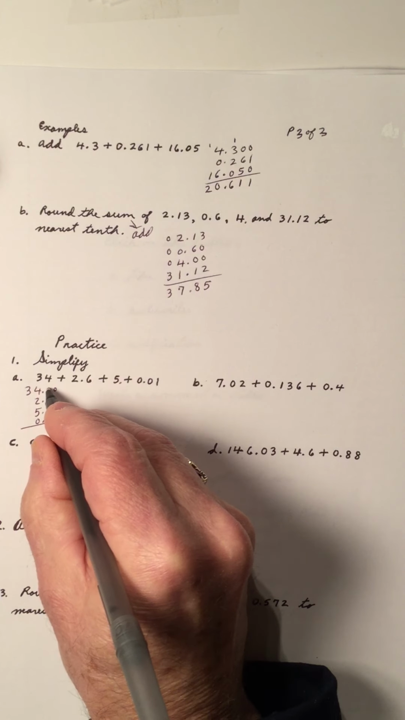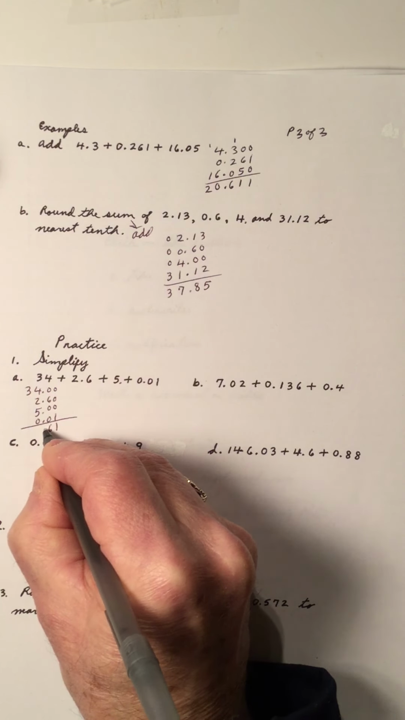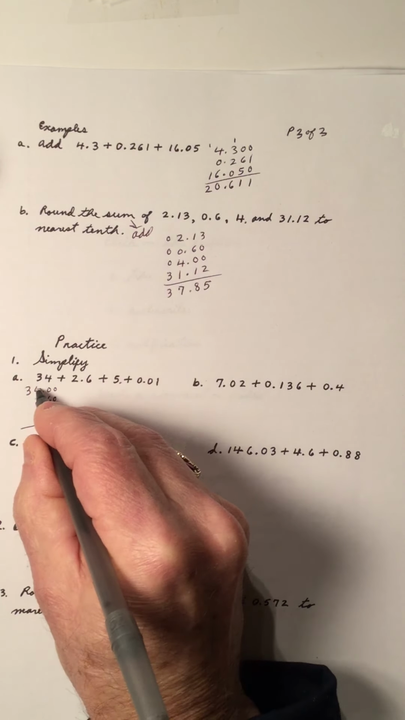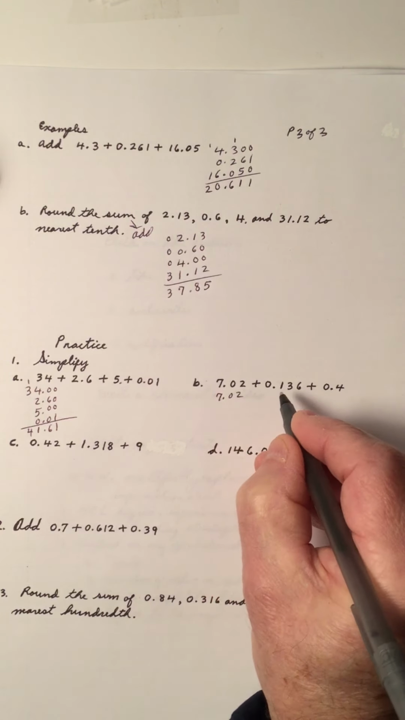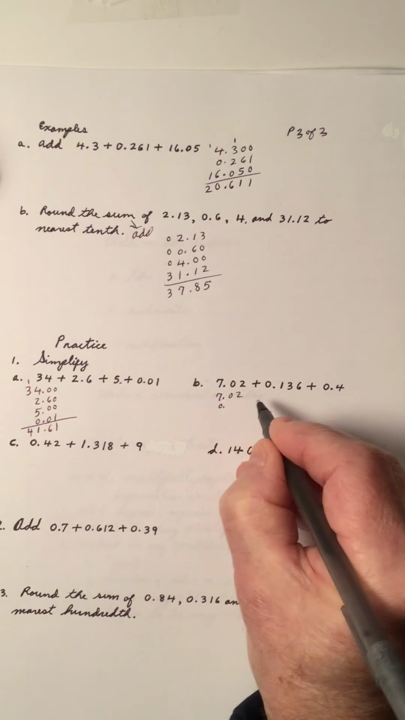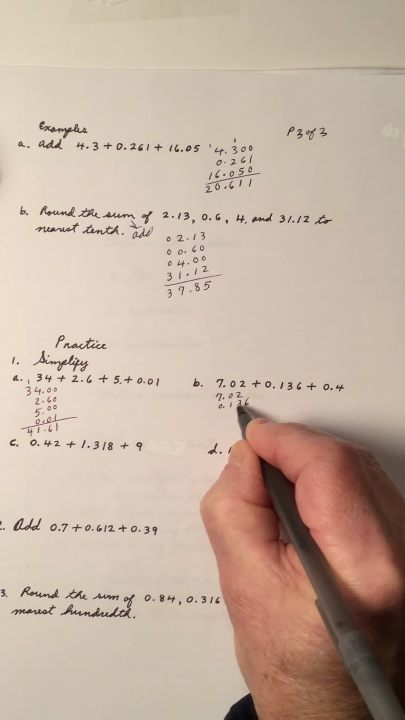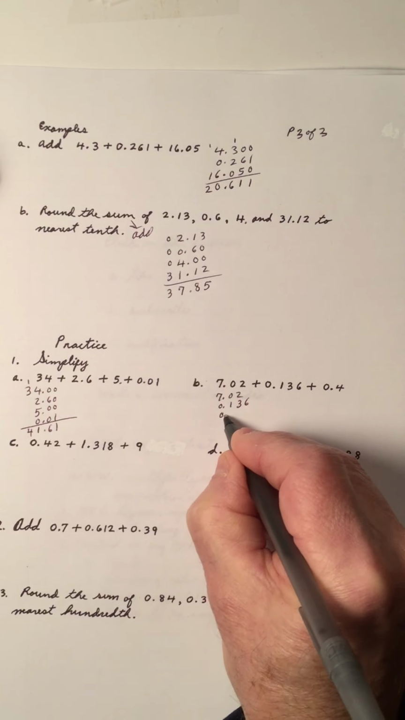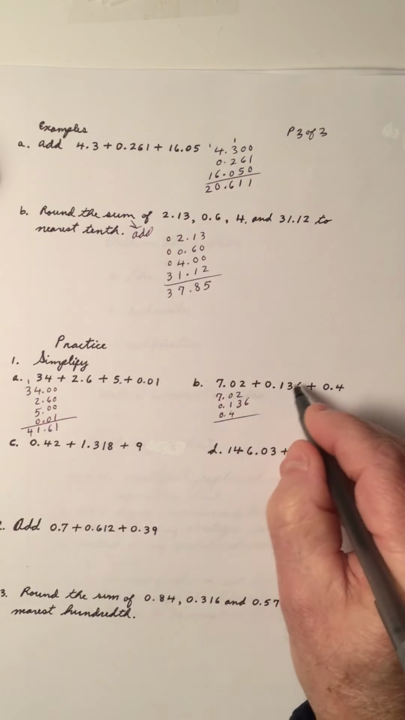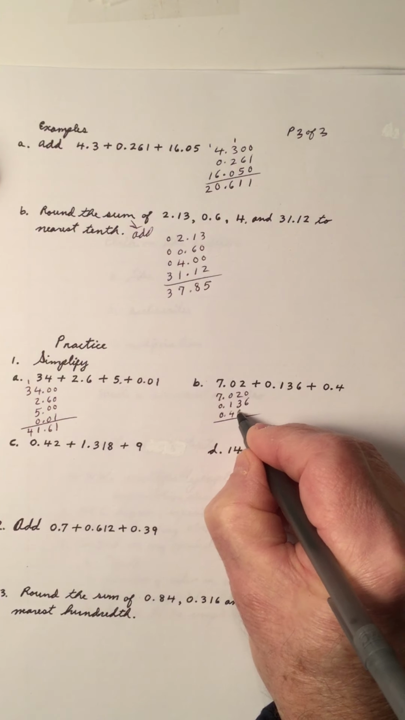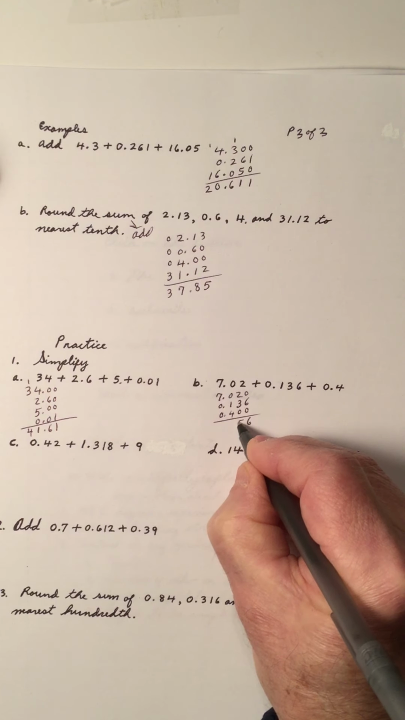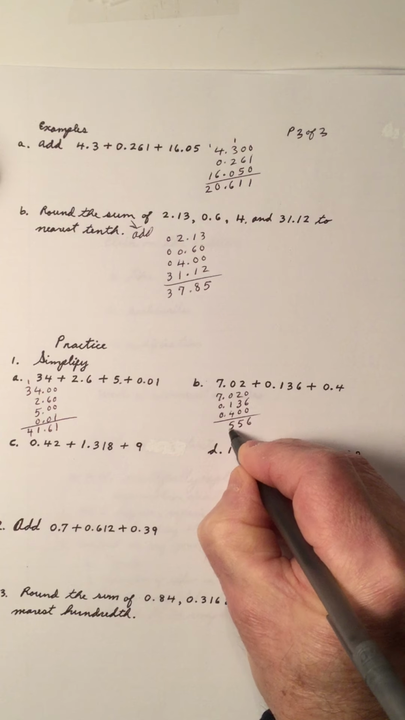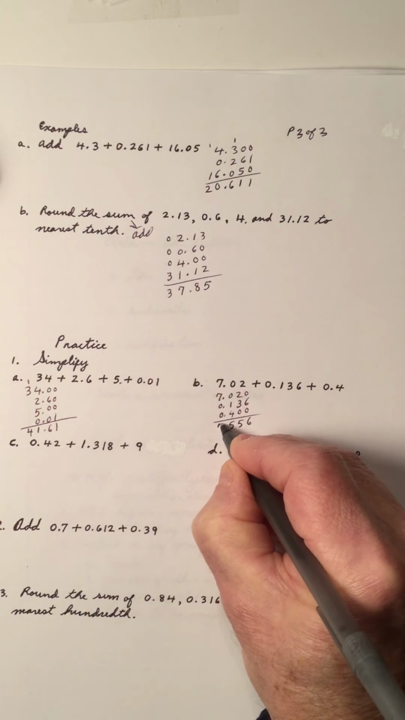1, 6. I'm adding them now. So 6 and 5 is 11. You got to carry a 1, so that's a 4. Done. 7.02, and I got a 0.136 and 0.4. All done, and I can put a 0 here, a 0 here, and a 0 there. Add them up. 6, 5, 5 decimal, and we have a 7.